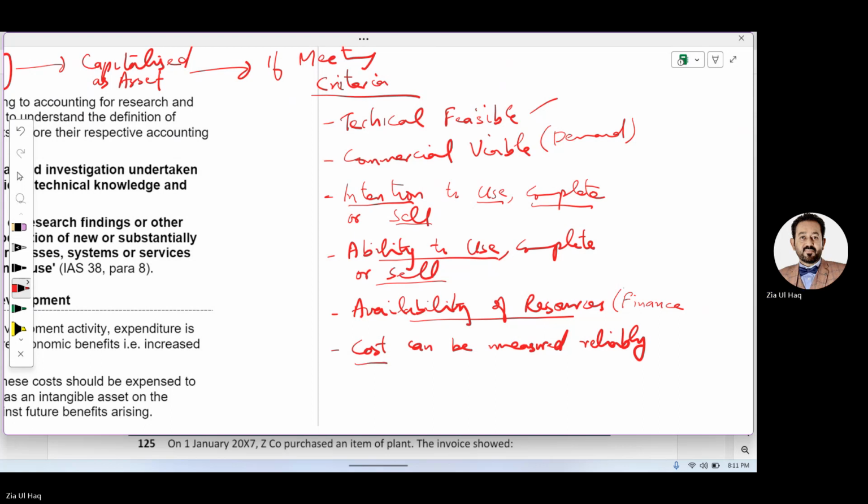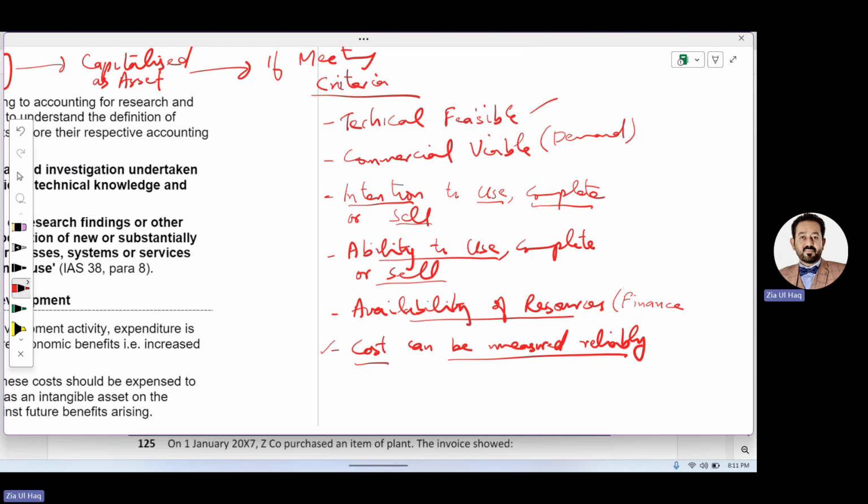And how much cost will be included in the vaccine product? What could be the raw material? What could be the labor? What could be the other cost? If you have measured that cost reliably, realistically, this means this criteria is met.